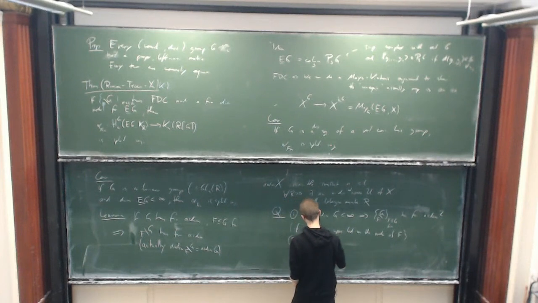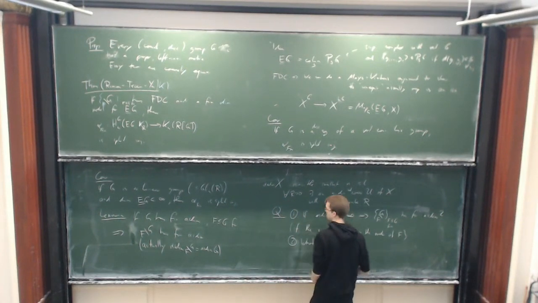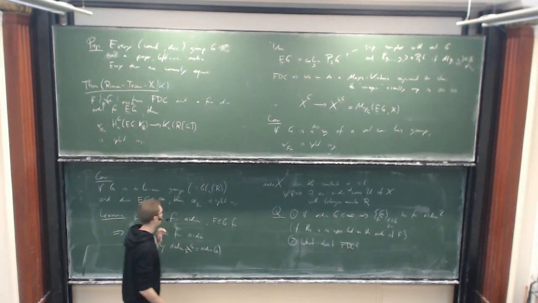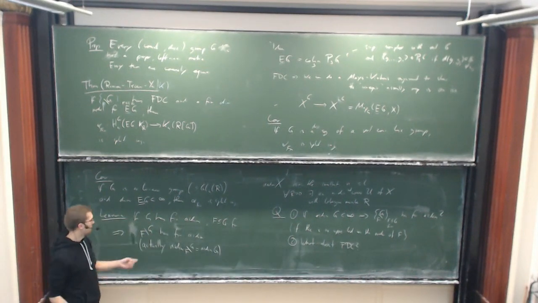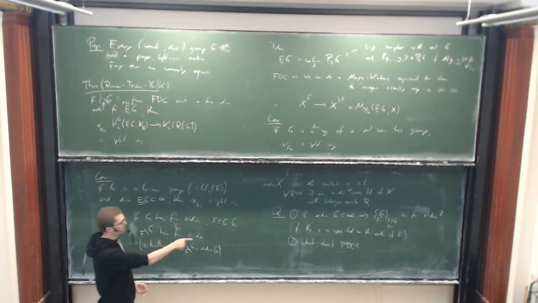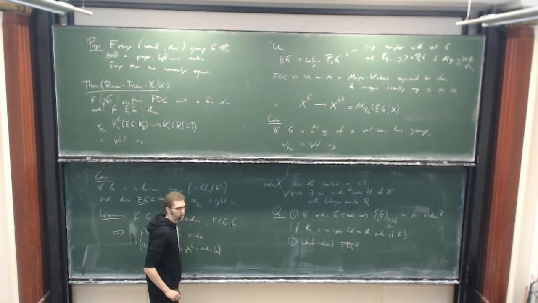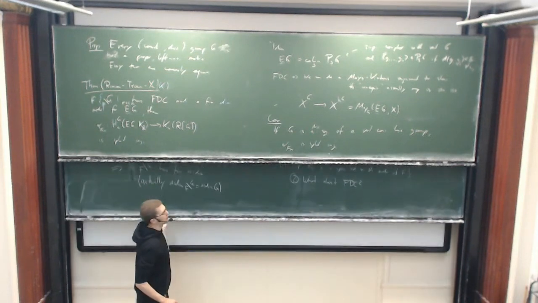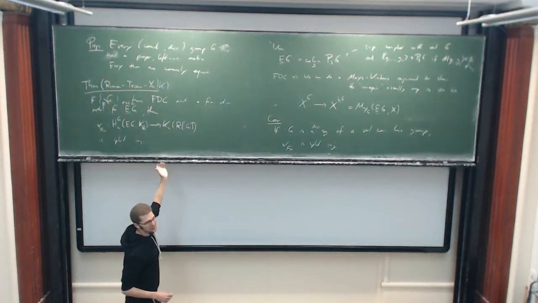The second one is, what about FDC? So with that I mean, if G has finite decomposition complexity and you have a finite group, what about the quotient? And this was somehow our motivation to study this notion of regular FDC. But we still don't know.